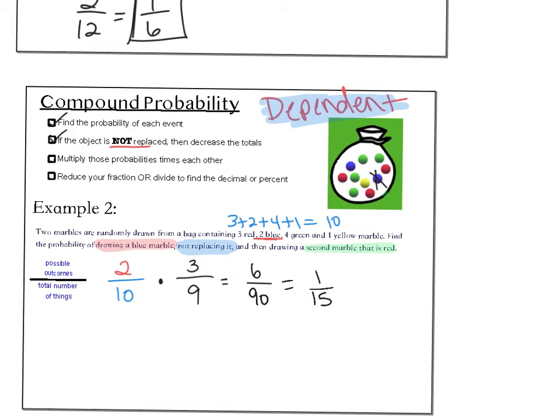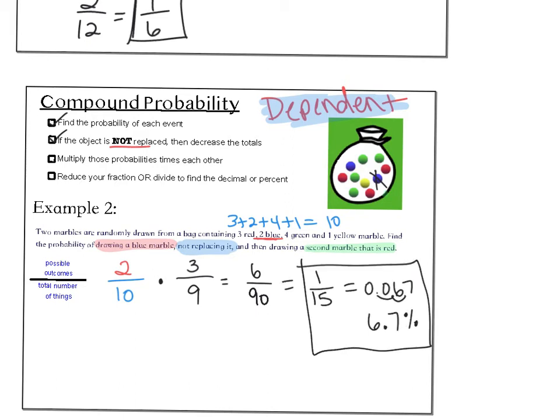Now the other option is that I can just divide, right? So I would divide 1 divided by 15 or 6 divided by 90, and I would get 0.067. So what I really get is 6.7%. Any one of these answers is correct. As long as your fraction is reduced, your answer is correct. Or you can divide, get a decimal, and change it to a percent. Any one of these three answers is correct.